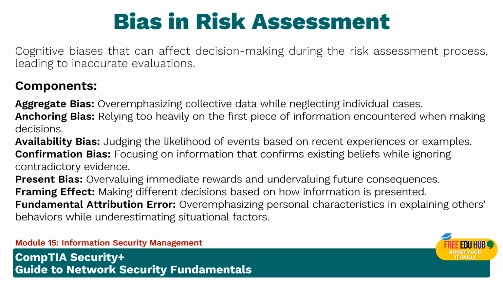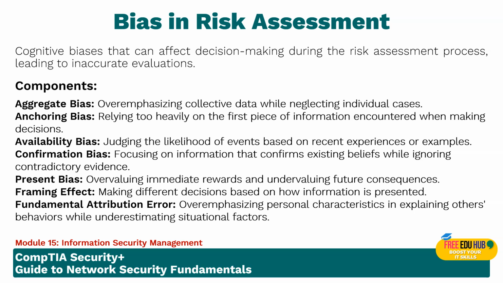Then availability bias. This bias involves judging the likelihood of an event based on how easily examples come to mind. For instance, if a company has recently experienced a phishing attack, there might be an overestimation of future phishing risk while neglecting other kinds of attacks as well.